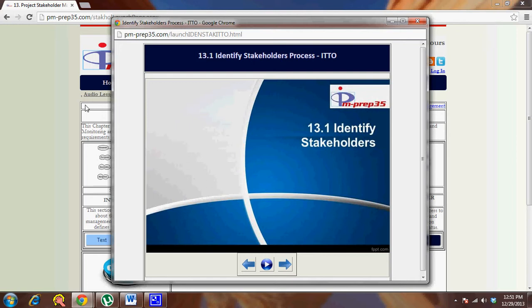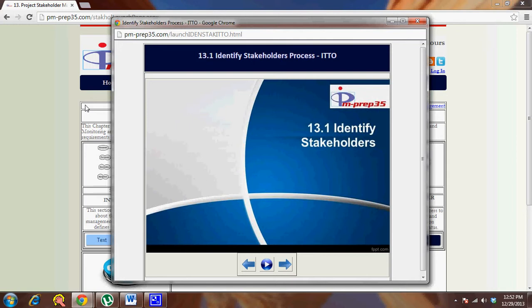In this session I am going to cover the identify stakeholders process. This process is part of the initiating process group and it's part of the project stakeholder management knowledge area. The identify stakeholders process is involved with coming up with the stakeholder list. The stakeholder list has the list of key stakeholders for the project, their contact information, their influence on the project, and any other first-hand information that you can get as part of your initiating process.